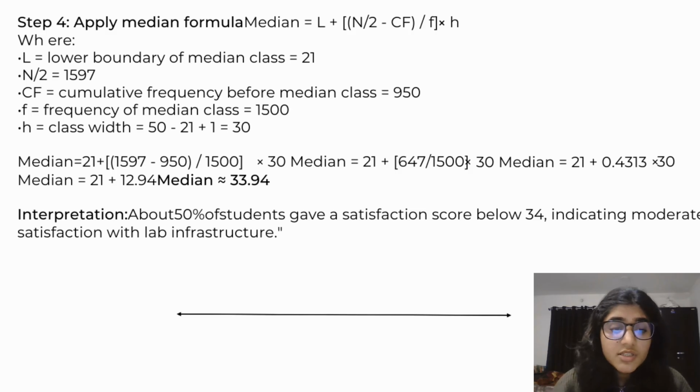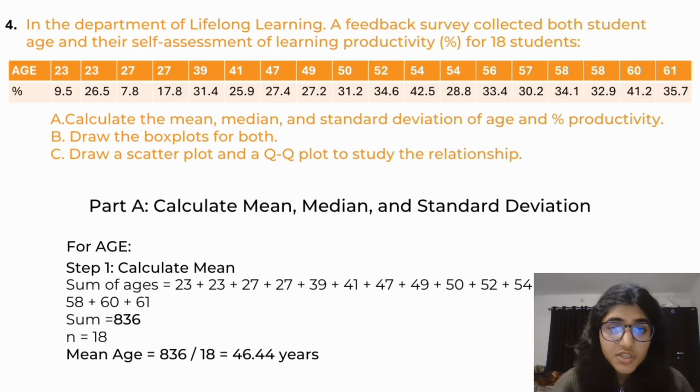So the interpretation in this is that about 50% of students gave a satisfaction score below 34, indicating moderate satisfaction with lab infrastructure. Now moving on to the fourth question, that is the last question of part A.